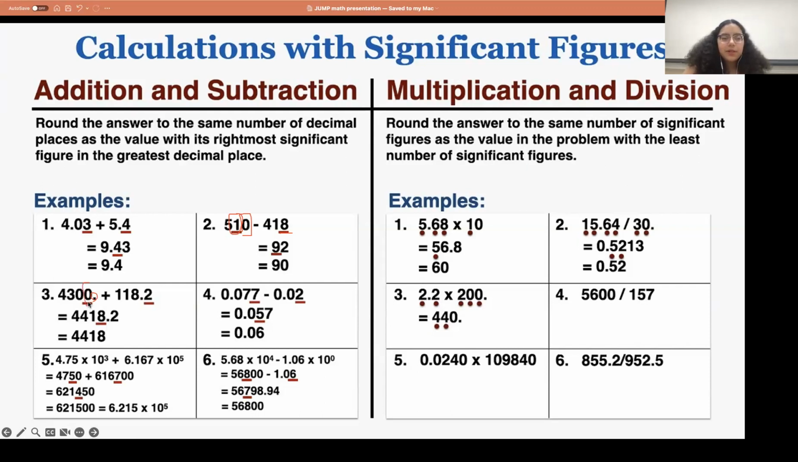So from here you have the 1s, from here you have the tenths, which means your answer, you want to round to the 1s. So yeah, addition and subtraction, you're gonna look at decimal place.